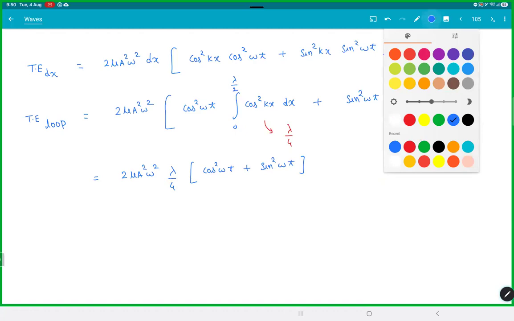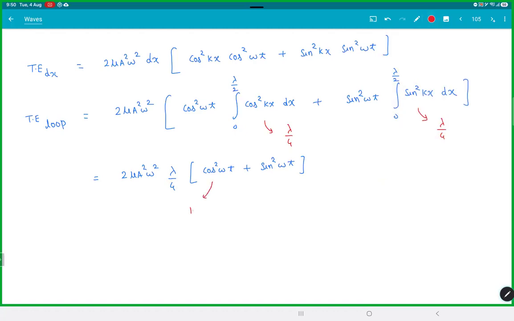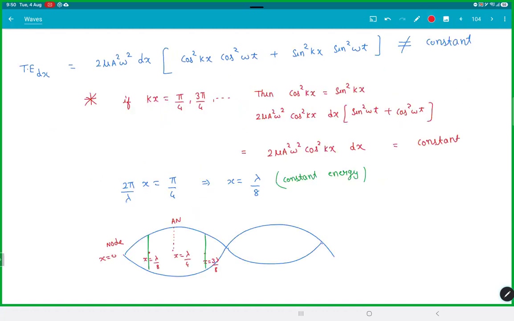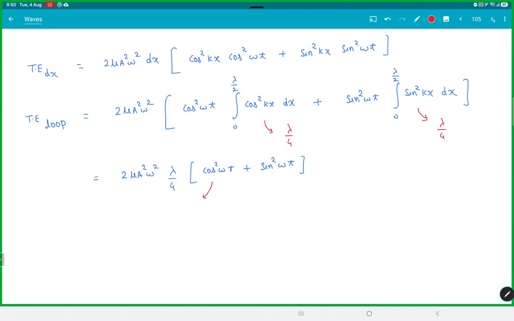Now again, try to understand. This term is the potential energy of the loop, not a segment. This is the kinetic energy of the loop. Total is constant. That would be half mu a square omega square lambda. So in a stationary wave, the energy in one loop is constant.